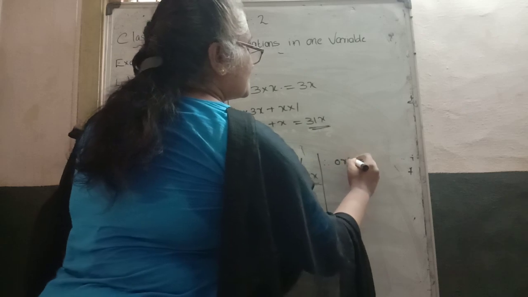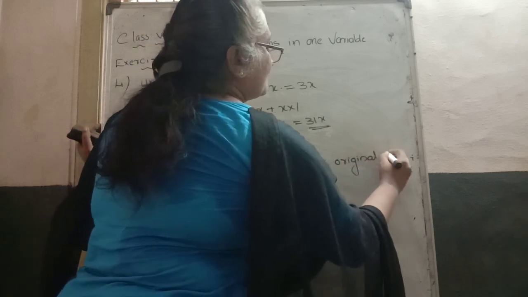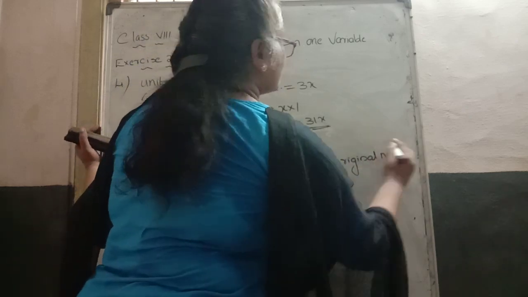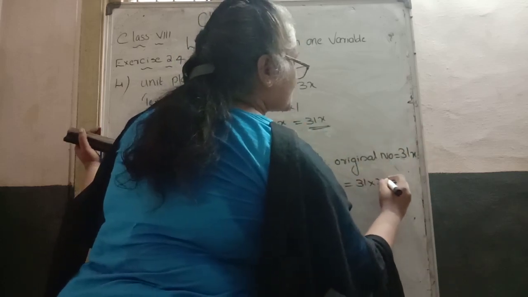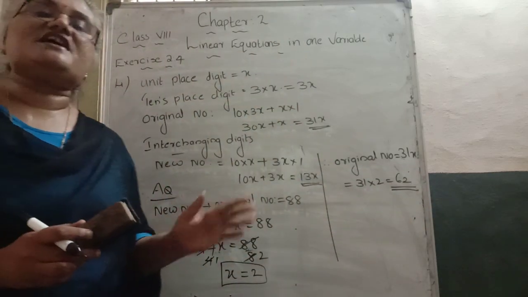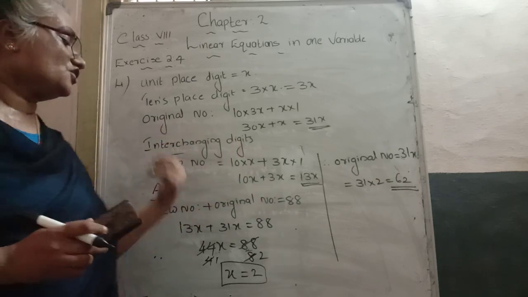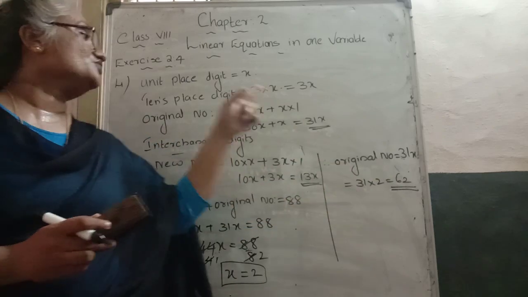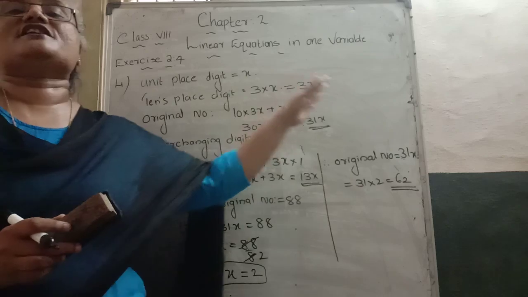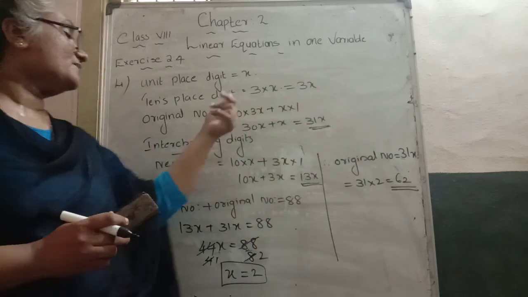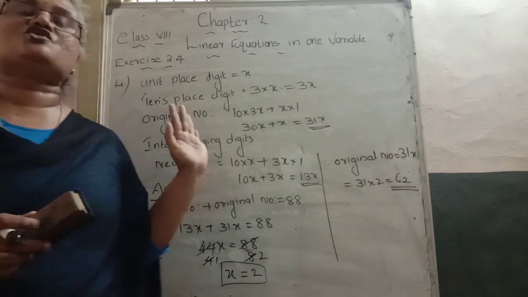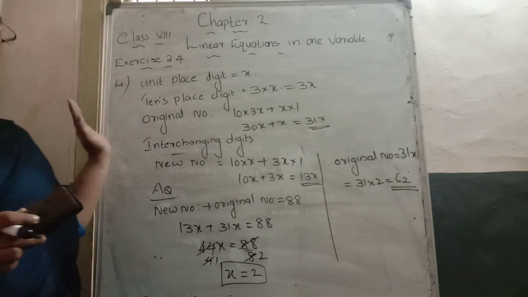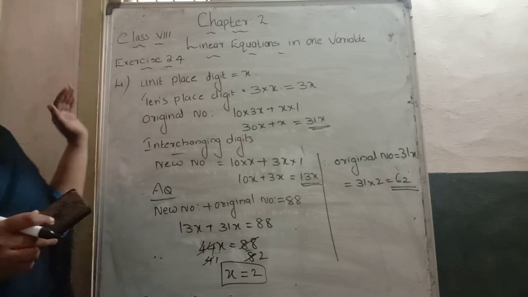Therefore original number is equal to, how much is the original number we consider? 31x, that is equal to 31 2s are how much? 62 is our original 2-digit number. That is the meaning of this question. Our aim is to find out which is our 2-digit number. So which is our 2-digit number? 62 is our 2-digit number. I hope you can understand this model question.